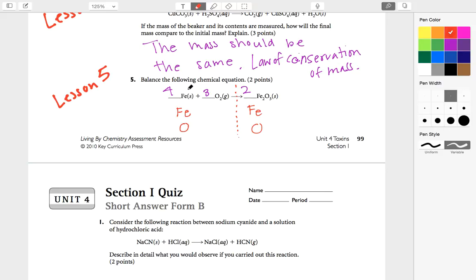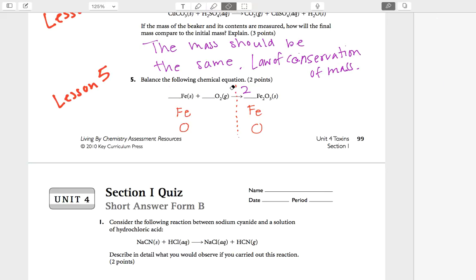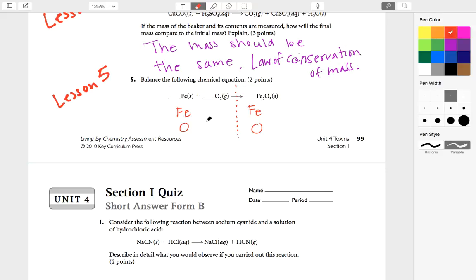So here, if I ignored all these numbers, I'm just going to go ahead and erase them because that would be helpful. All right, Fe by itself, this time in my reactants, I only have one of them. Oxygen, my subscript down here says 2, so therefore I have 2 oxygens. Right here in my product side, Fe, I have 2 of them because my subscript is 2. Oxygen, my subscript is 3, so I have 3 oxygens. Therefore, it's unbalanced. So sad.